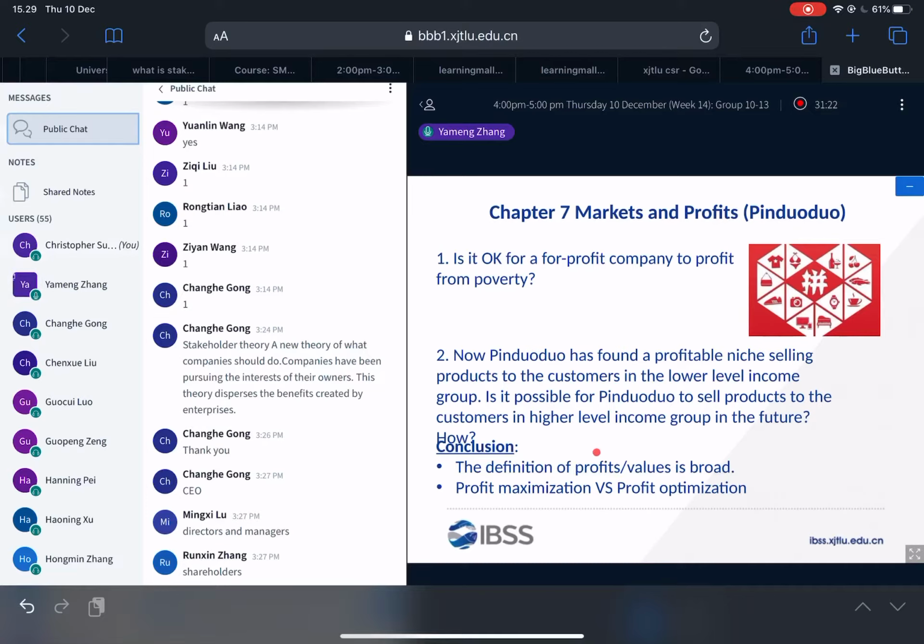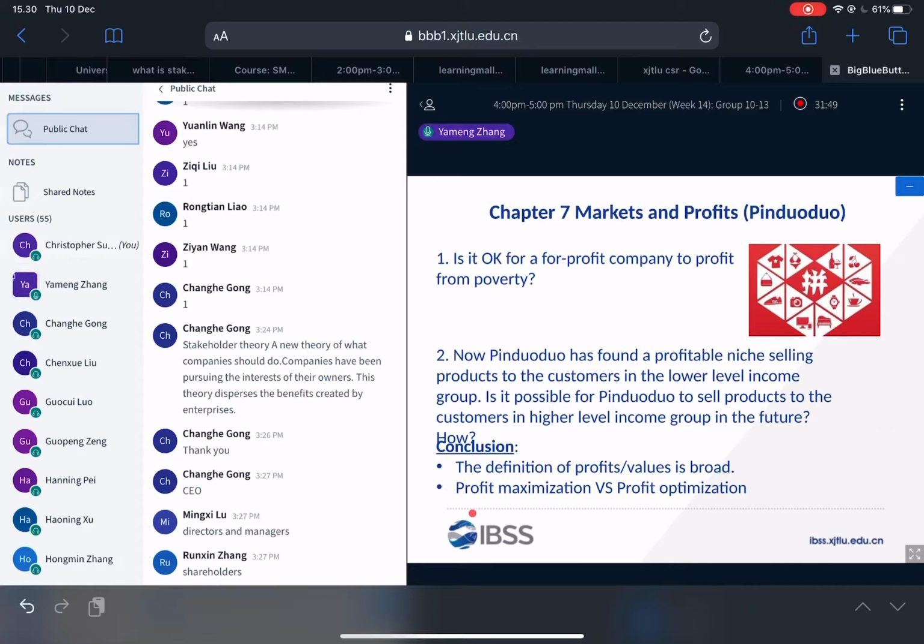When we talk about profits or value, we not only talk about how much money or profit is made by the firm, we also talk about the social value to other stakeholders in society. So first of all, you should understand profits. The definition of the profits or value of the firm is very broad. It's not just about money.